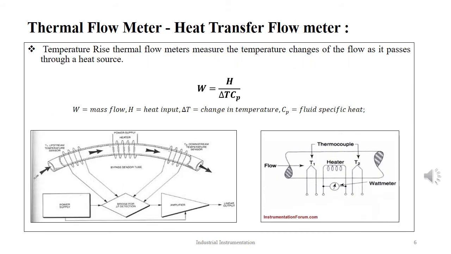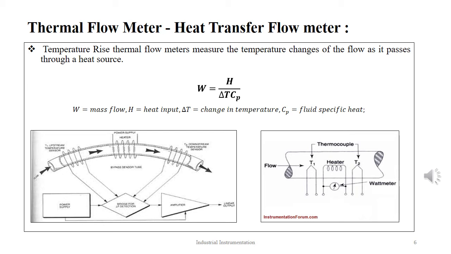The second type of thermal flowmeter is the heat transfer flowmeter. The temperature rise thermal flowmeter measures the temperature changes of the flow as it passes through a heat source. Numerically, W equal to H by del T Cp, where W is the mass flow, H is the heat input, del T is the temperature change, and Cp is the specific heat. W and del T are unknown in this equation. Del T can be measured, thus W can be calculated.